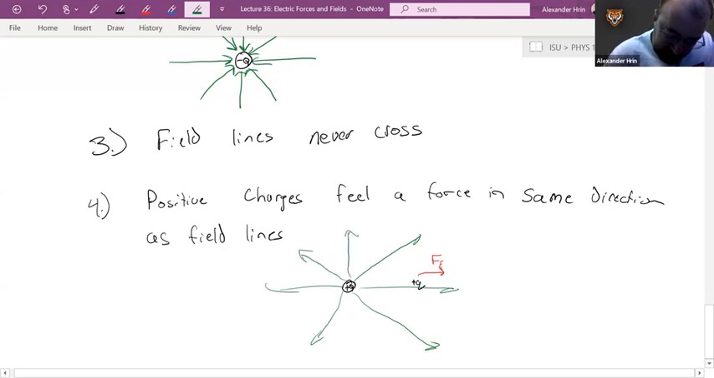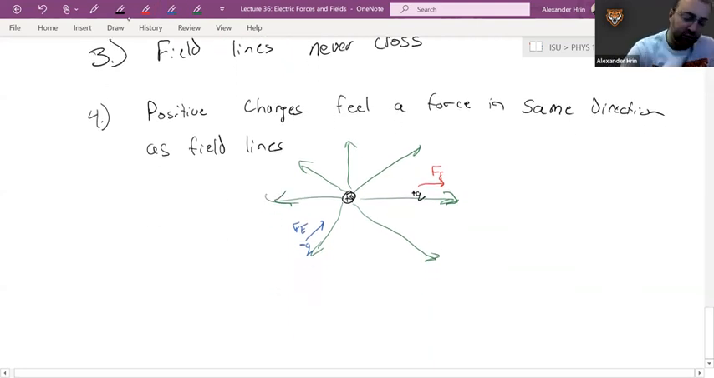And the point is that the field line at the point of the test charge is pointing to the right, and so is the electrical force. All right, but if I do a negative test charge, say down here, so we have negative Q, well, this one is going to be attracted to that positive charge. So it will feel a force in that direction.